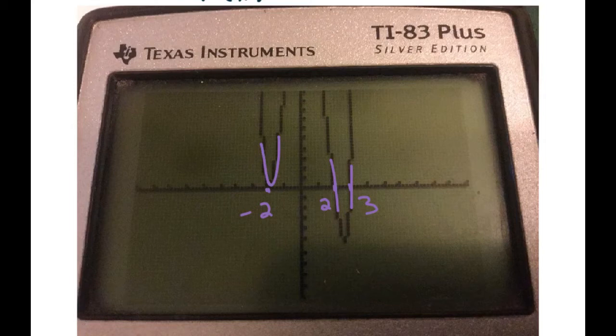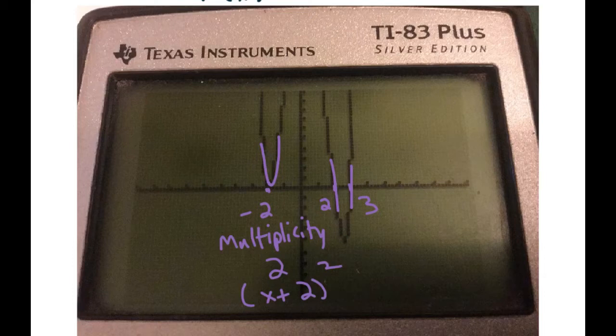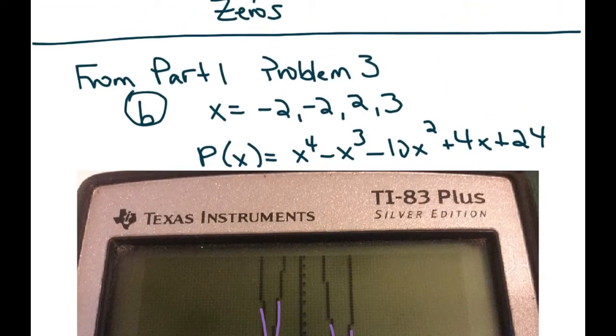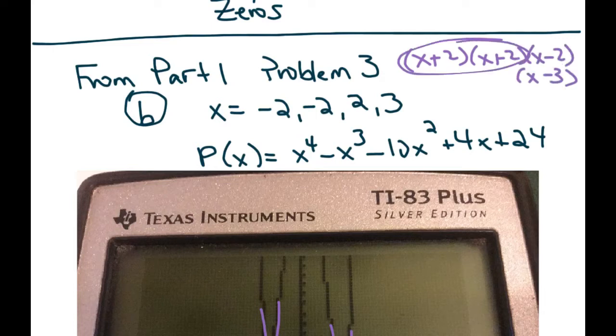roots. When a graph bounces off or has a quadratic shape at a 0, we say that it has multiplicity 2. That means that at that root, it's actually squared, which is what happened when we did this problem, because as I said up here, those are my solutions. So my factors were x plus 2, x plus 2, x minus 2, and x minus 3. Well, we wouldn't write x plus 2, x plus 2. We would have actually written x plus 2 squared, x minus 2, x minus 3.